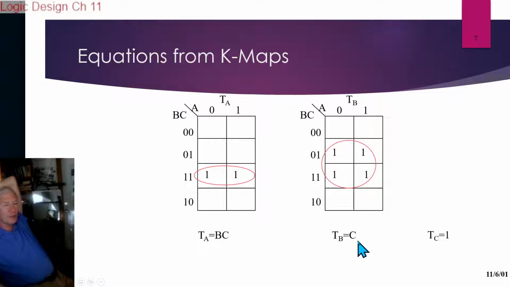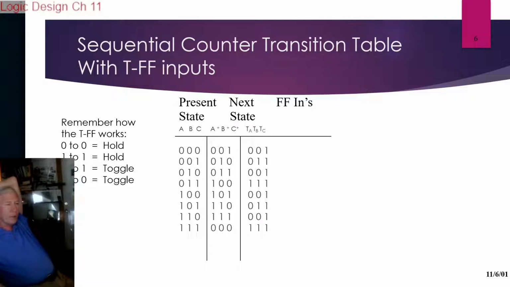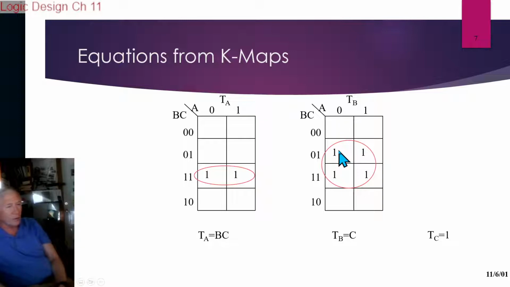For TB, it's just the output of the C flip-flop, C. So let's see, what would that be then? We're going to go back here, 0, 1, 0, 1, and then 0, 1, 0, 1 again. So we circle all four of these together in one group, and that is just C. So our TB input is C, and our TA input is BC.